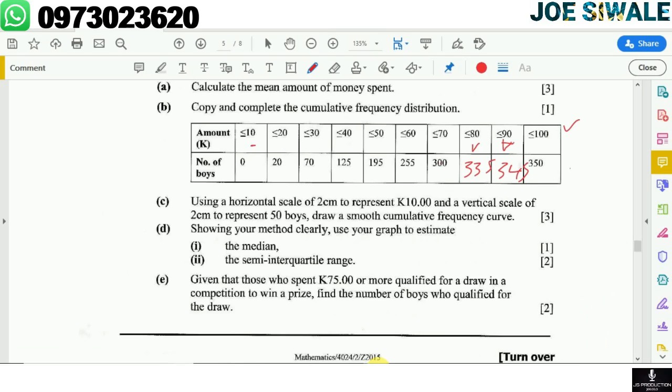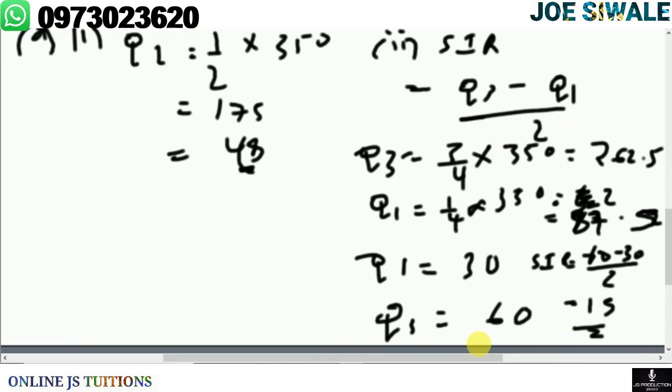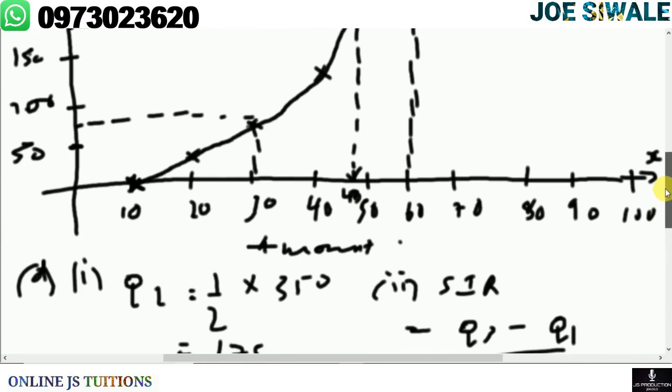The other question reads, given that those who spent 75 kwacha or more qualified for a draw in a competition to win a prize, find the number of boys who qualified for the draw. So we're going to get the number of boys that qualified, and for us to do that, first of all we need to go to our x-axis.